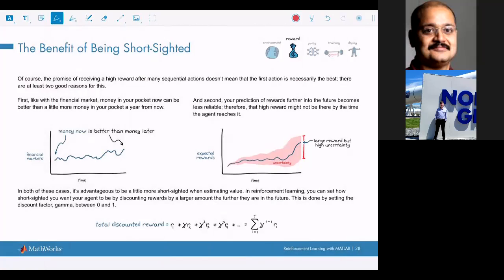And again, you want to be conservative. So you can't be too short-sighted, and you cannot be too long-sighted. So basically what you have is something called the discount factor. As the reward goes further out in the future, you discount it. You make it smaller.